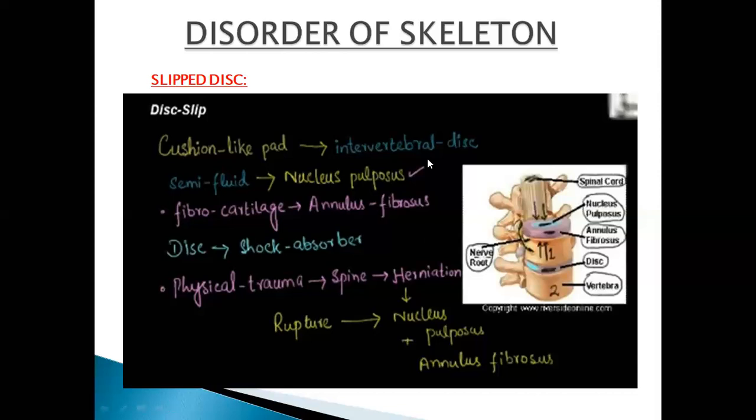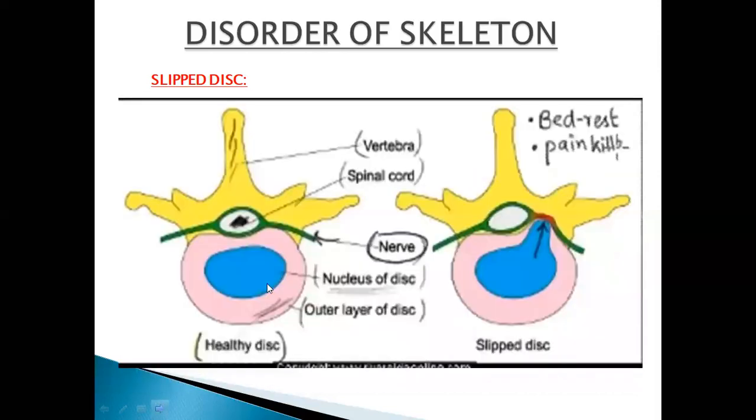Hopefully, this point is clear to you. Now, I'm going to show you one diagram. Here you can see the healthy disc, fine. It consists of the nucleus of the disc, the nucleus pulposus, and the outer layer, which is a fibrocartilage. Here was the nerve that I showed you, the thread-like structure. This is the spinal cord and this is the vertebra. So in between the vertebrae, this disc is present, the healthy disc, fine.